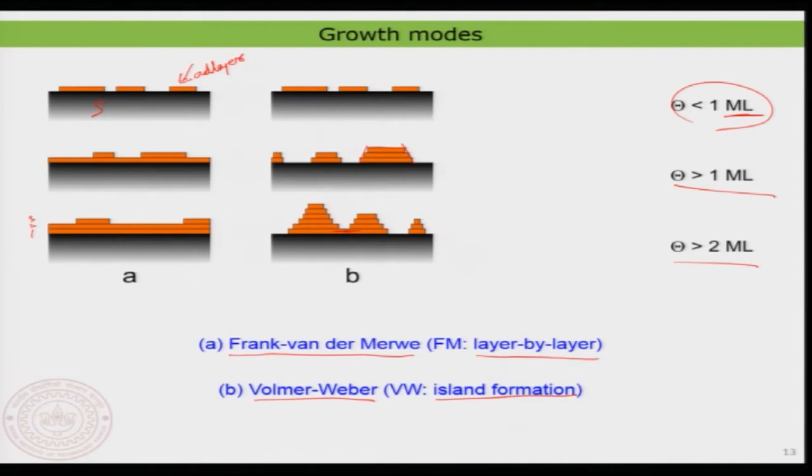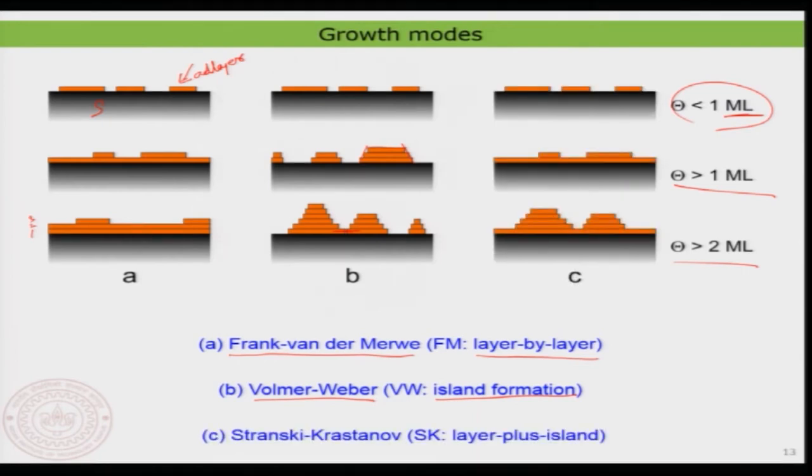Now, there is something interesting. There is another type of growth, known as the layer plus island growth. So, now there is something else called layer plus island mode. What is this layer plus island mode? That one is generally known as Stranski-Krastanov. That is again the people who contributed in understanding this kind of epitaxy.